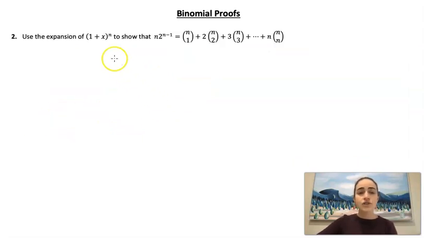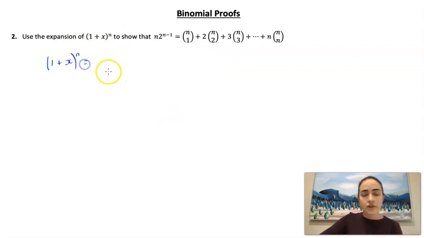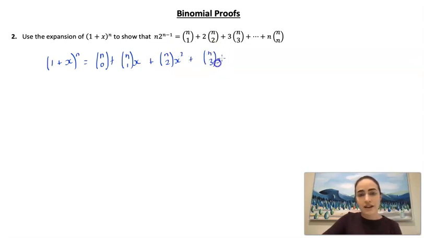Our second example asks us to use the expansion of (1 + x)^n to prove this here: n times 2^(n-1) is equal to this sum. So we're going to start again by writing down that expansion. We know that (1 + x)^n is equal to nC0 plus nC1 x plus nC2 x squared plus nC3 x cubed plus, all the way up until we get to nCn x^n.